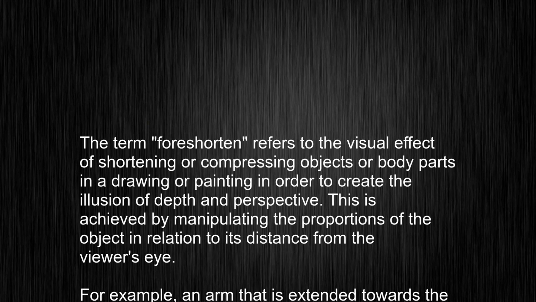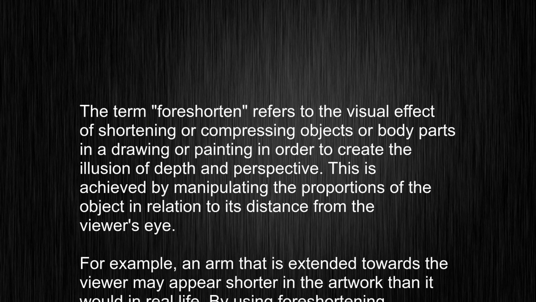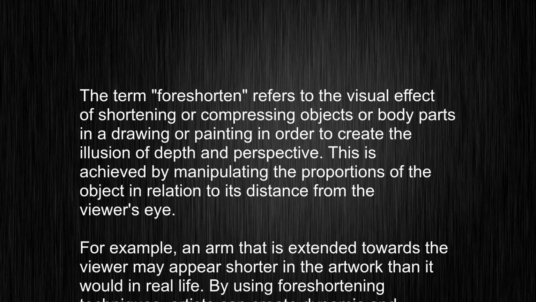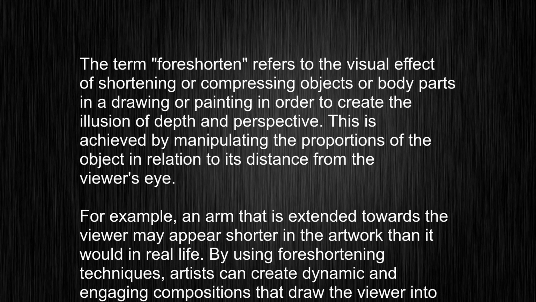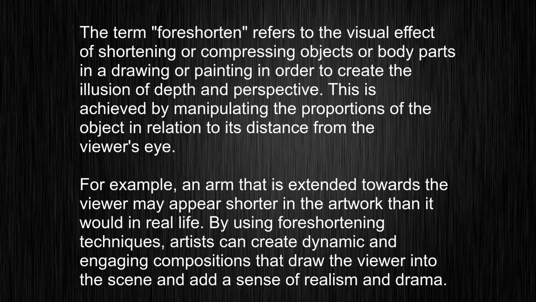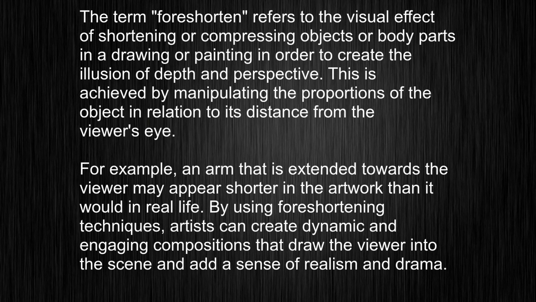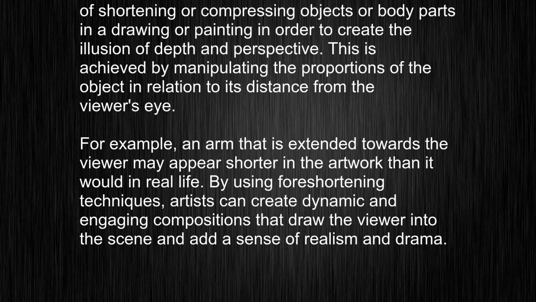The term foreshorten refers to the visual effect of shortening or compressing objects or body parts in a drawing or painting in order to create the illusion of depth and perspective. This is achieved by manipulating the proportions of the object in relation to its distance from the viewer's eye. For example, an arm that is extended towards the viewer may appear shorter in the artwork than it would in real life. By using foreshortening techniques, artists can create dynamic and engaging compositions that draw the viewer into the scene and add a sense of realism and drama.